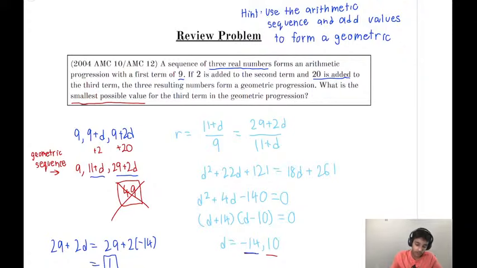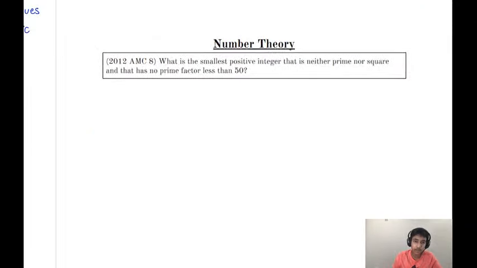So now let's continue on with our problems in number theory. We're going to explore some more basic number theory problems first, and slowly progress into some newer techniques that we can use to solve number theory problems. Let's start off with this problem.